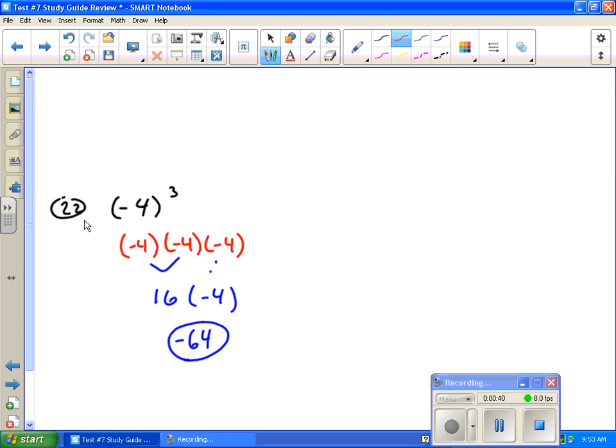Simplify what? Like when we get to negative 64, that's all that you can do with that.